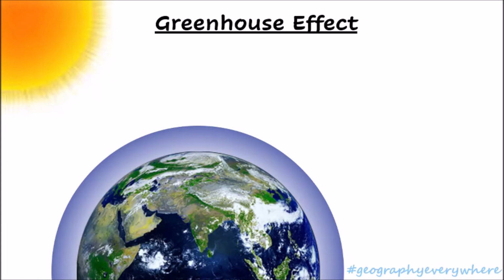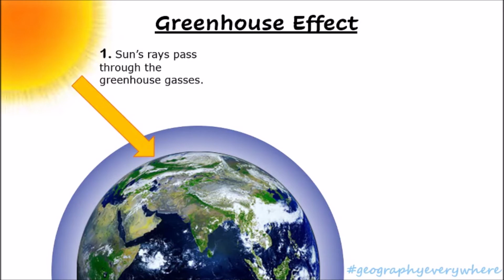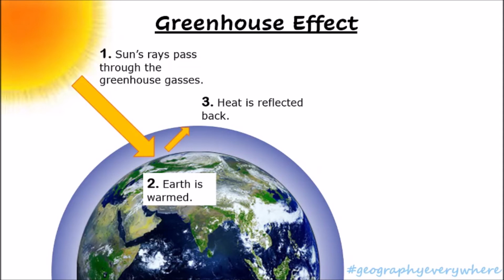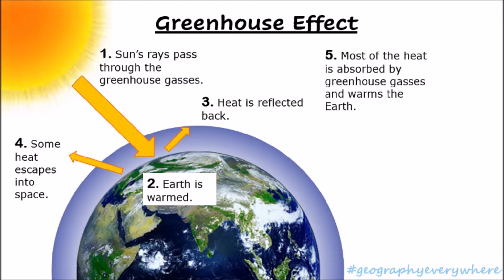Let's talk about the greenhouse effect. The greenhouse gases form a layer around the Earth. First, the sun's rays pass through the greenhouse gases, and the Earth is warmed by the sun's rays. Heat is reflected back off of the Earth, and some of the heat even manages to escape into space. Most of the heat is absorbed by the greenhouse gas and continues to warm the Earth. So far, this is a completely natural process because, as we said, greenhouse gases are natural. They have been found on our Earth for many years.